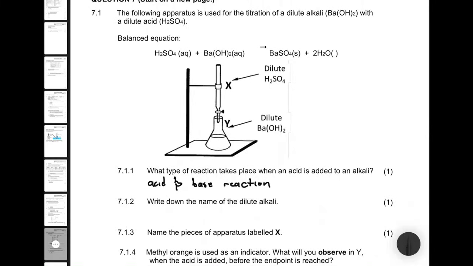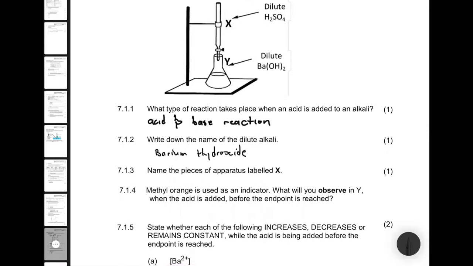Now let's move to 7.1.2, which says write down the name of the dilute alkali. So the acid is H2SO4, which is basically sulfuric acid. Ba is barium, and then OH you usually pronounce as hydroxide. If we have NaOH, this would be sodium hydroxide, so this will consequently be barium hydroxide. So here for 7.1.2, we have barium hydroxide.